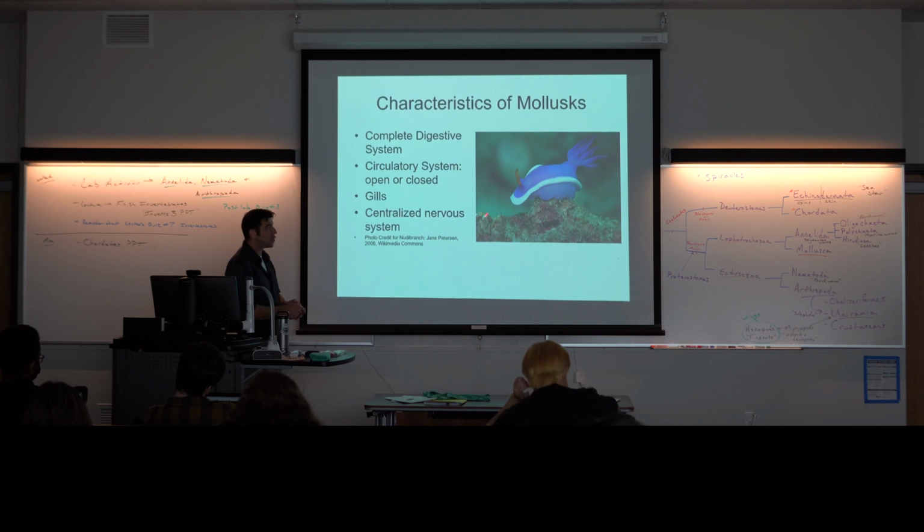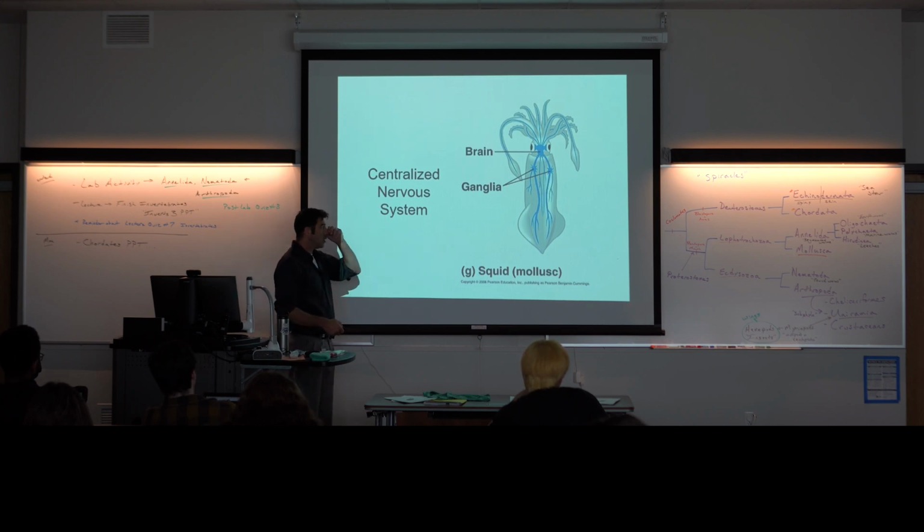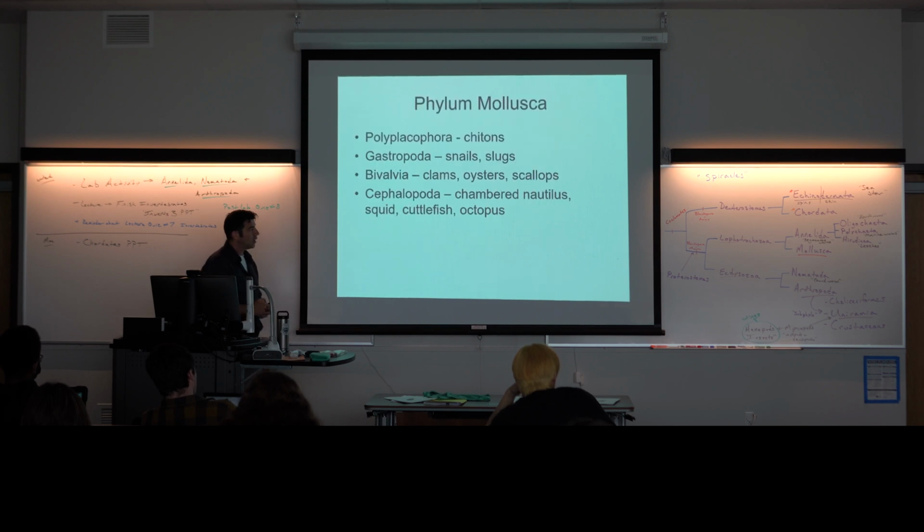We see complete digestive systems in mollusks, so a mouth and a separate anus. We know they're bilaterally symmetrical, so we see cephalization, a head region versus a tail region. All the nerve endings are congregated at one end of the organism. So those are general characteristics of mollusks. We now are going to jump into 4 different class examples.